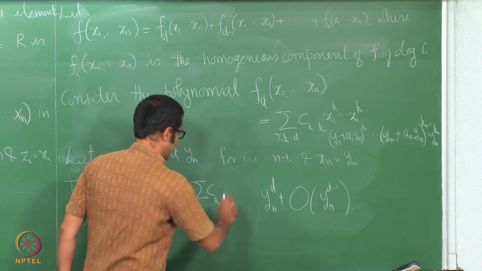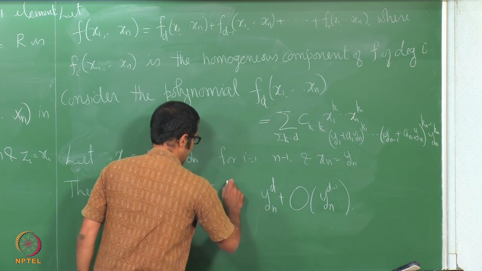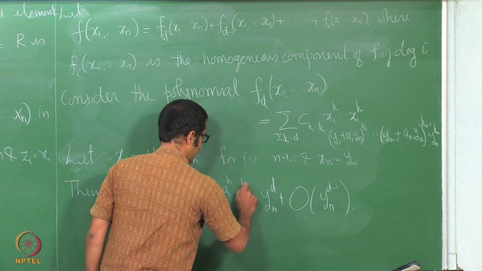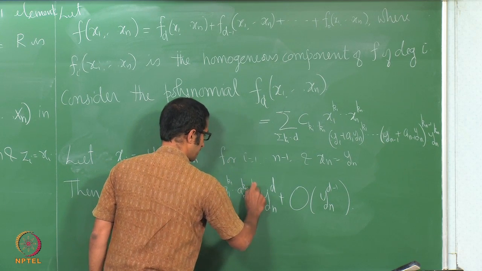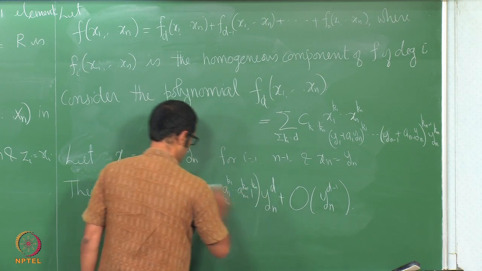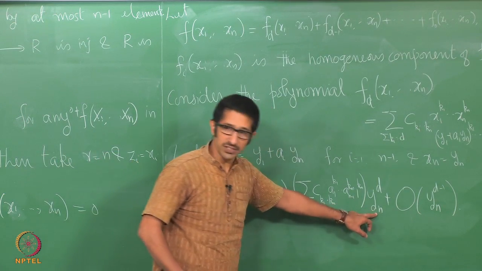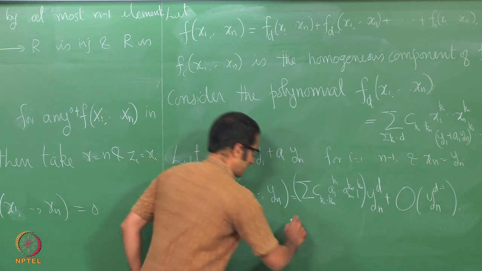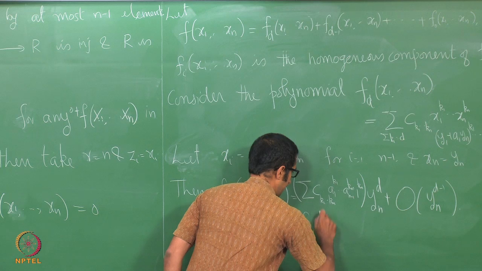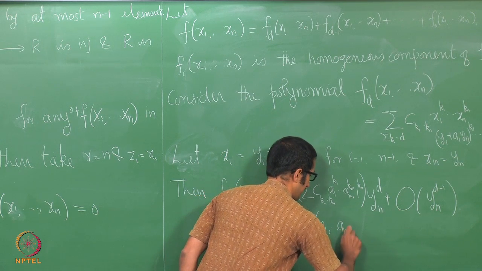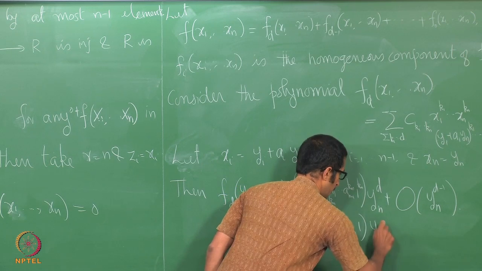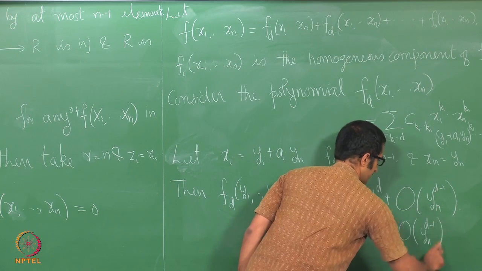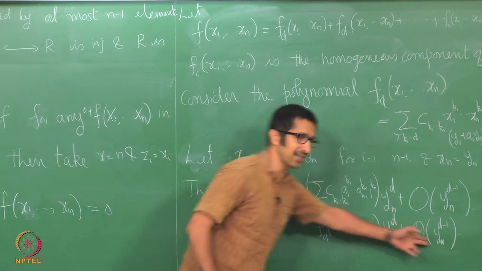So let me just write it like this: a1^k1 up to a_{n-1}^{k_{n-1}} times 1^{kn}. This will be the coefficient of yn^d. But now, what is this? This is nothing but f_d of a1 to a_{n-1}, 1, times yn^d, plus terms which are less than that.